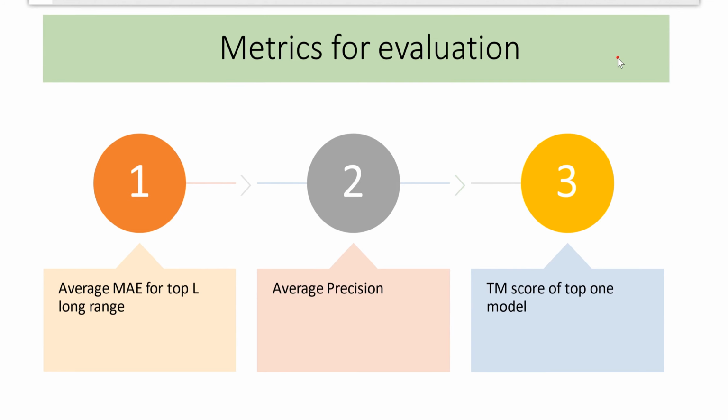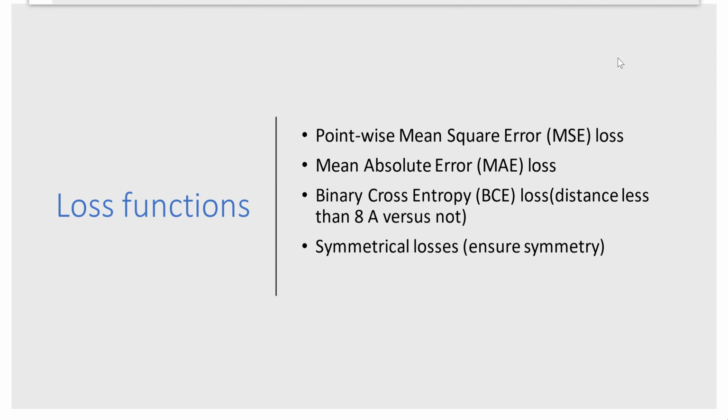So what does the first metric essentially capture? It captures the point-wise mean absolute distance between the predicted and the actual ground truth of the inter-residue distance matrices. Okay, the next metric was capturing the precision of long range contacts.